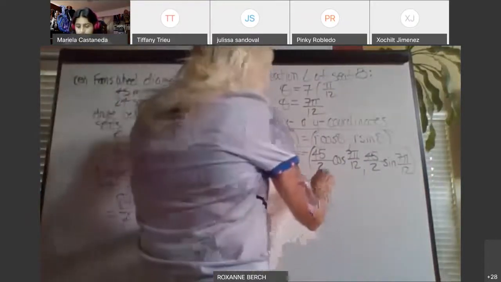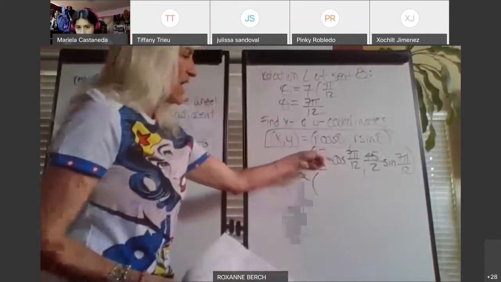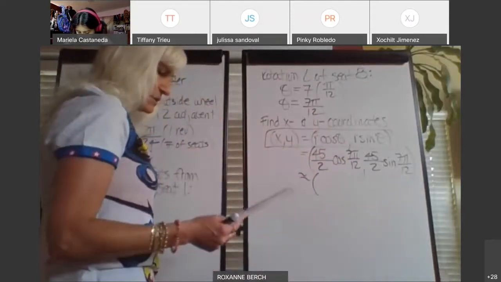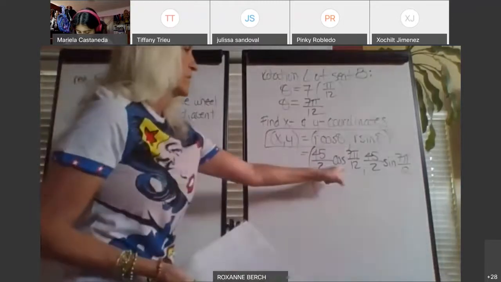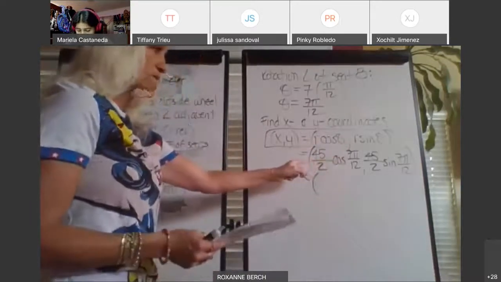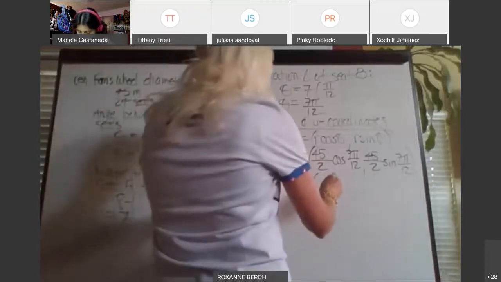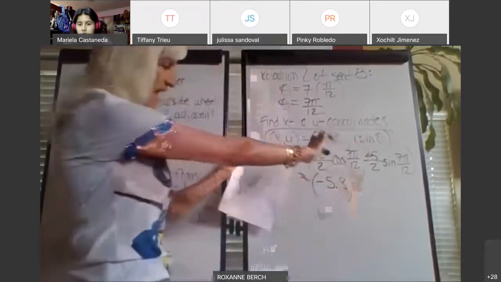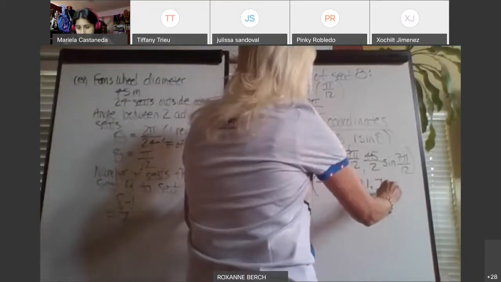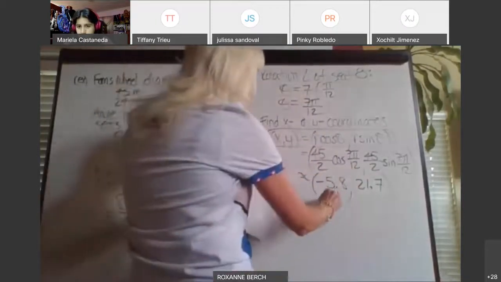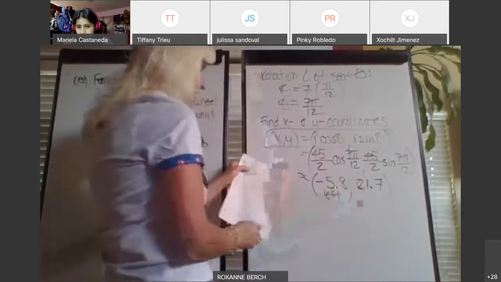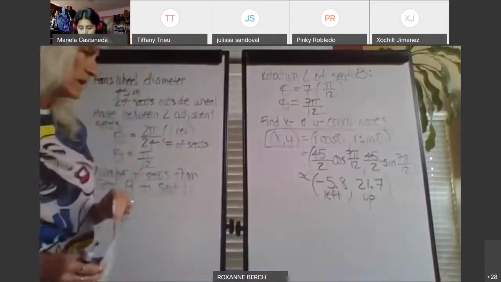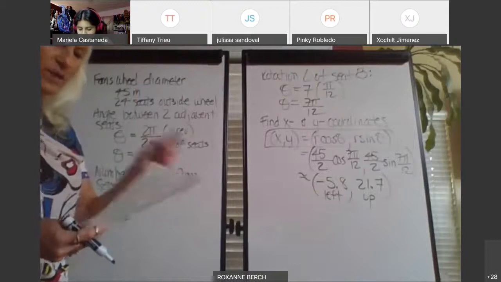Okay, so what you're going to do is put in cosine of 7 pi over 12, hit enter, and then you could have simplified the 45 divided by 2. But cosine of 7 pi over 12 times 45 over 2, that's going to be your x coordinate, which is about negative 5.8. And if you put the sine in the calculator, you're going to get 21.7. So what you figured out is that this is left 5.8 and up 21.7. I'm not going to write the answer down, but I'll read it to you.